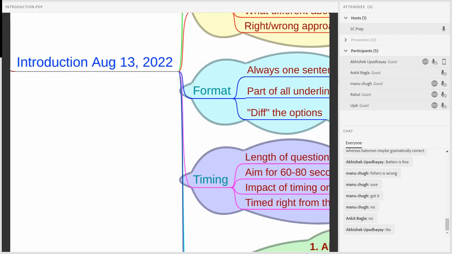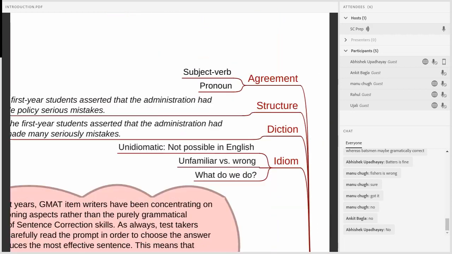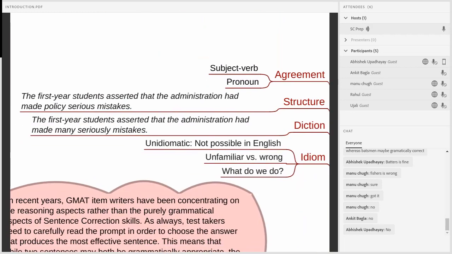All right, now we're ready to get started with a few practice questions. Now, the first thing we'll discuss is agreement. Now, as Ankit pointed out a while back, agreement refers to subject-verb agreement and pronoun agreement.